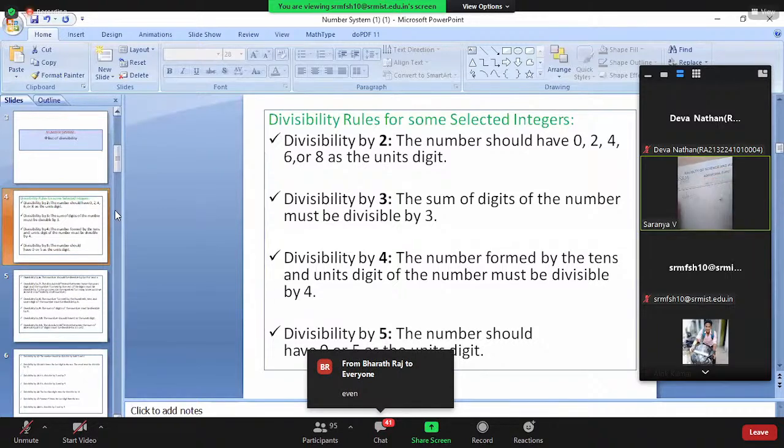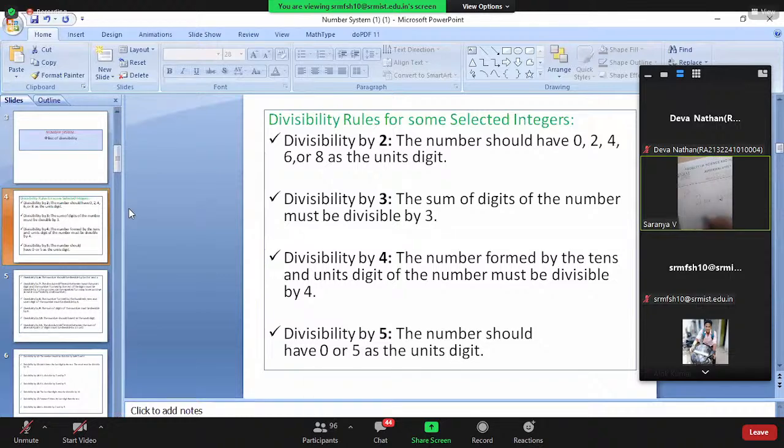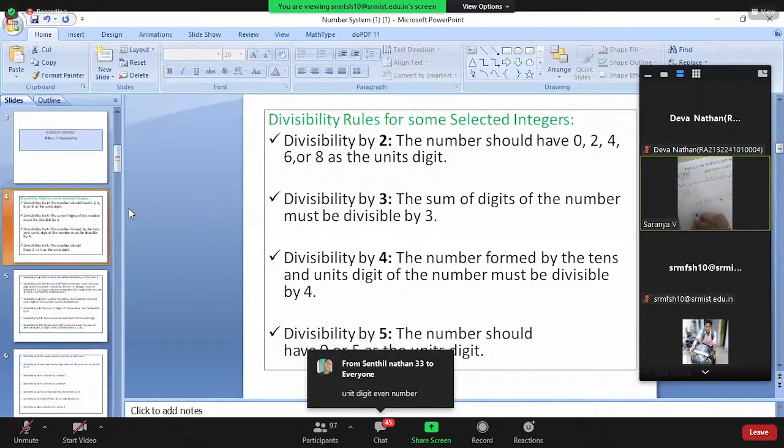For the last unit digit, yes, the unit digit should be 0, 2, 4, 6, 8. Even number and also 0. Yes. And come to the rule of 3.